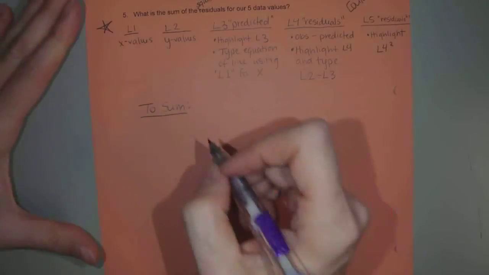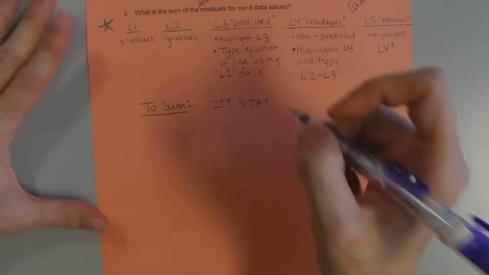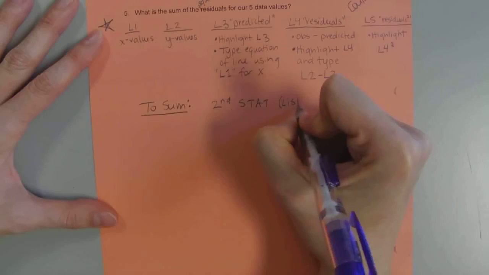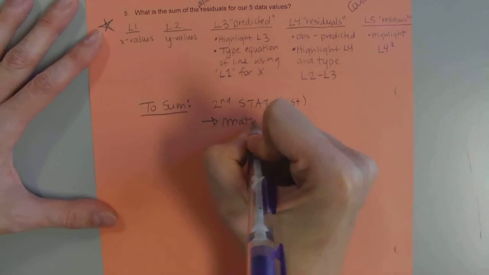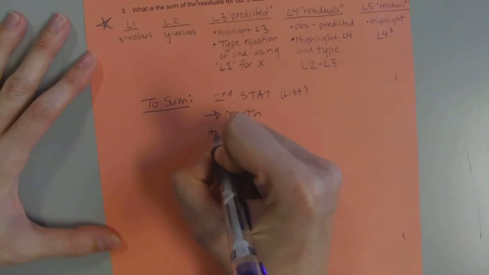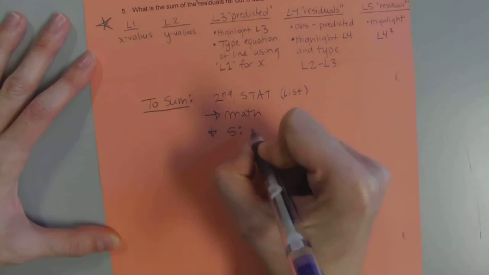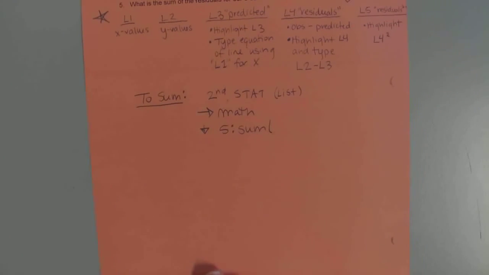we're going to hit second stat. I know you can't see with that. Second stat, which is technically your list feature. Scroll to math. And I forget what it is. It's number 5, sum. Scroll down to number 5, sum. My M looks really scary, but you know that's an M, okay?